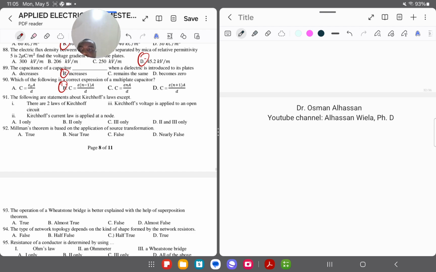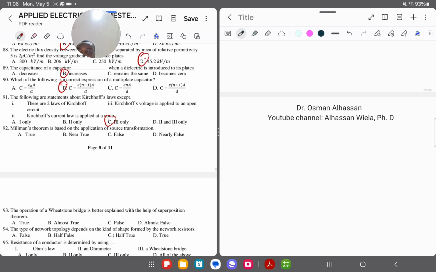Then Kirchhoff's current law is applied at a node, so that is true. And then Kirchhoff's voltage law is applied to an open circuit. Okay, so you can see that based on this, the only statement that is wrong is what? Okay, meaning the answer here is going to be C. I have C here as the answer.